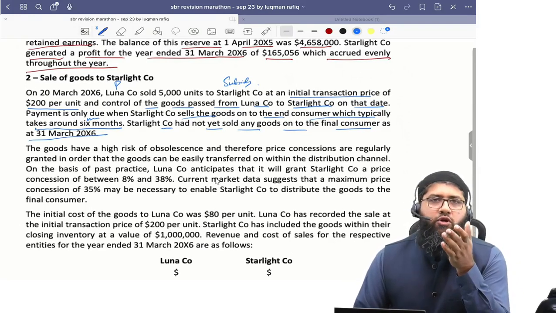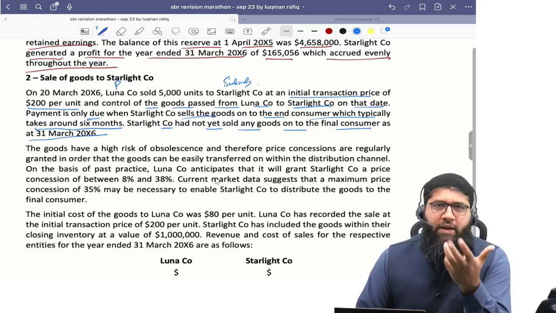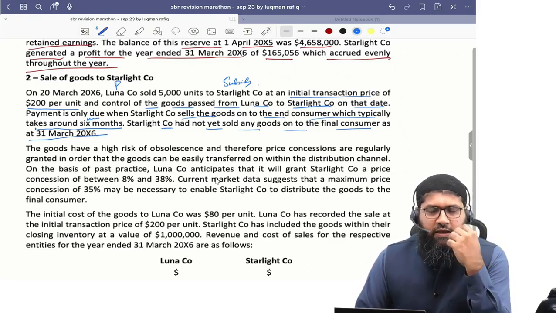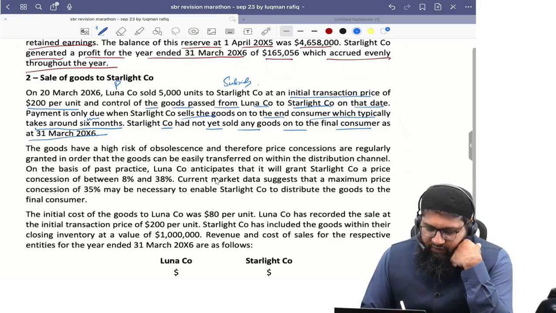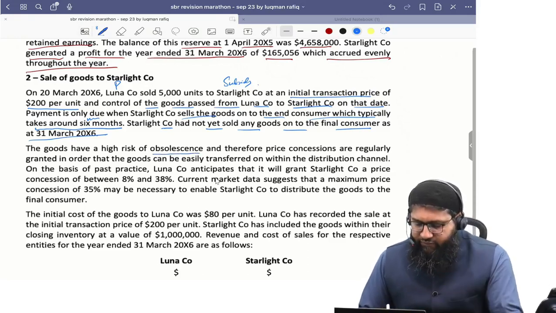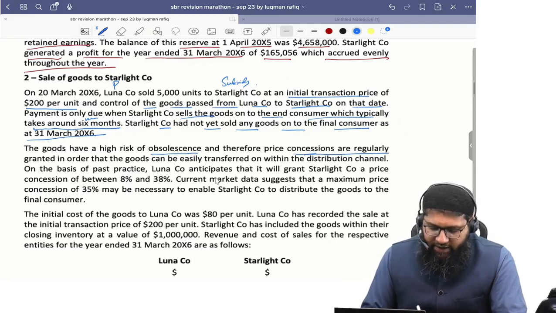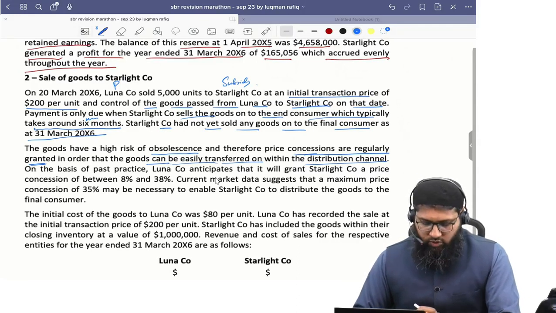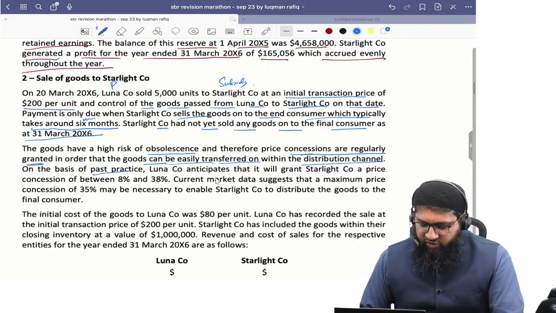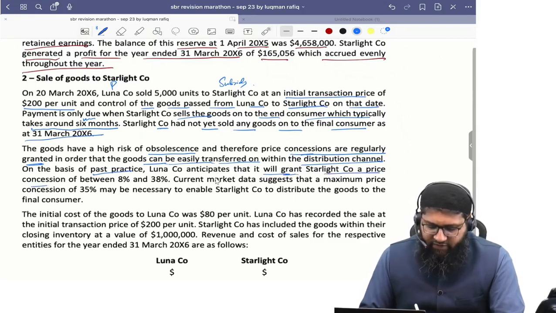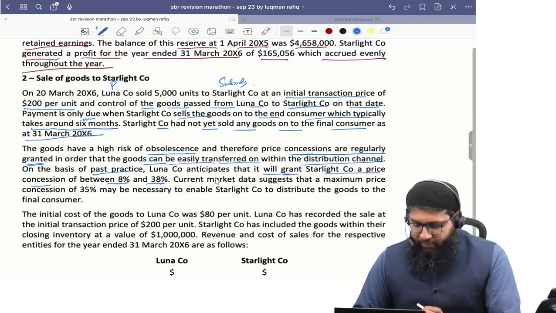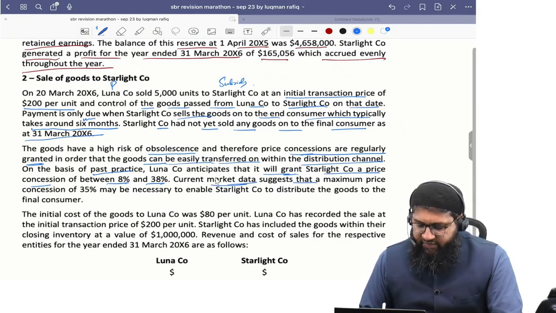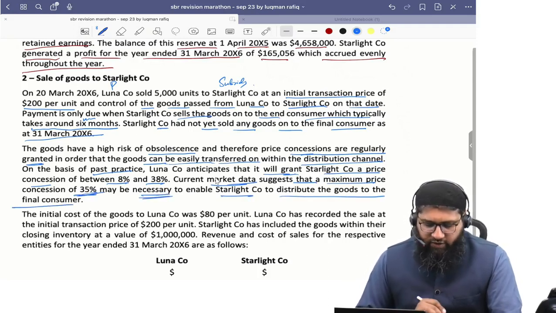So basically, you sold the goods to Starlight. Starlight is not going to make payment till the time they sell the goods ahead. The goods have a high risk of obsolescence, and therefore price concessions are regularly granted so that the goods can be easily transferred on within the distribution channel. On the basis of past practice, Luna anticipates that it will grant Starlight a price concession of between 8% and 38%. Current market data suggests that a maximum price concession of 35% may be necessary to enable Starlight to distribute the goods to final consumers.